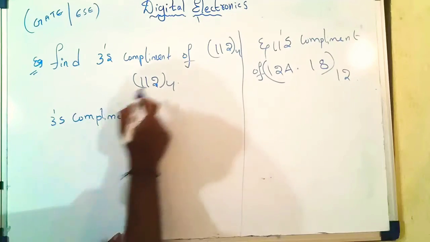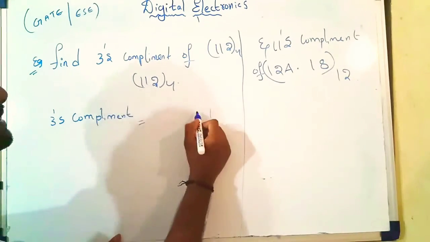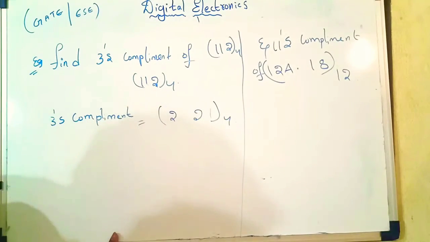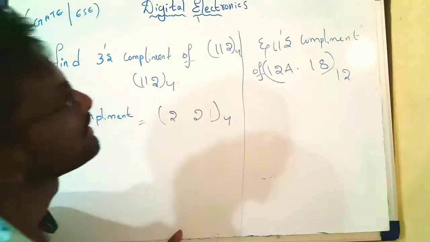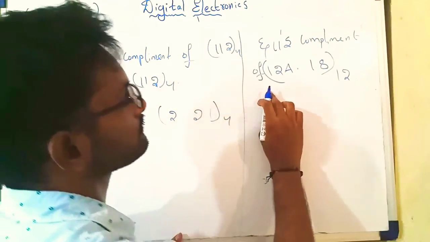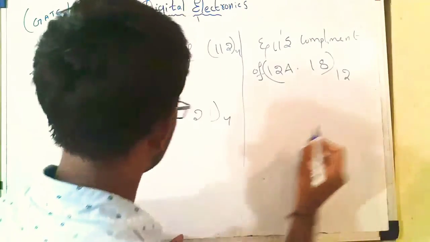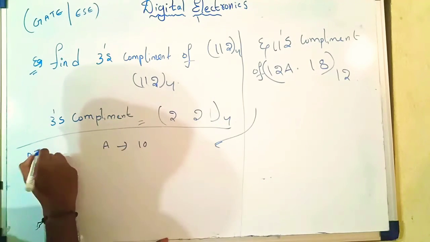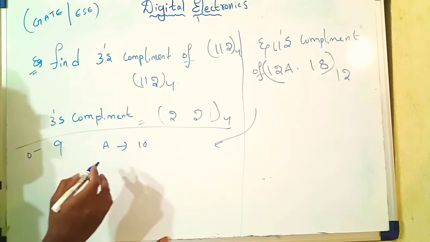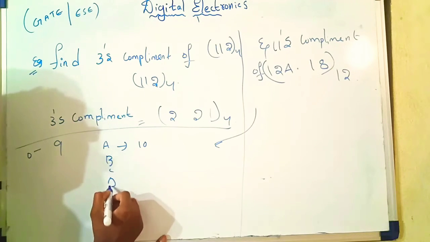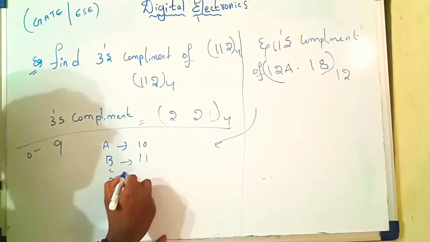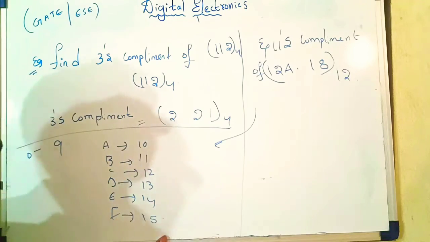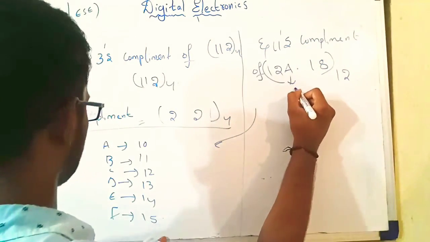The 3's complement will be: subtract 3 minus 2 is 1, 3 minus 1 is 2, 3 minus 1 is 2. This is the 3's complement. Now we will find the 11's complement of 12A.18. For finding this, we know the value of A is 10, because we have only integer values from 0 to 9. From 10 we are using the alphabets A, B, C, D, E, F: A is 10, B 11, C 12, D 13, E 14, F 15. So the A value is here 10.